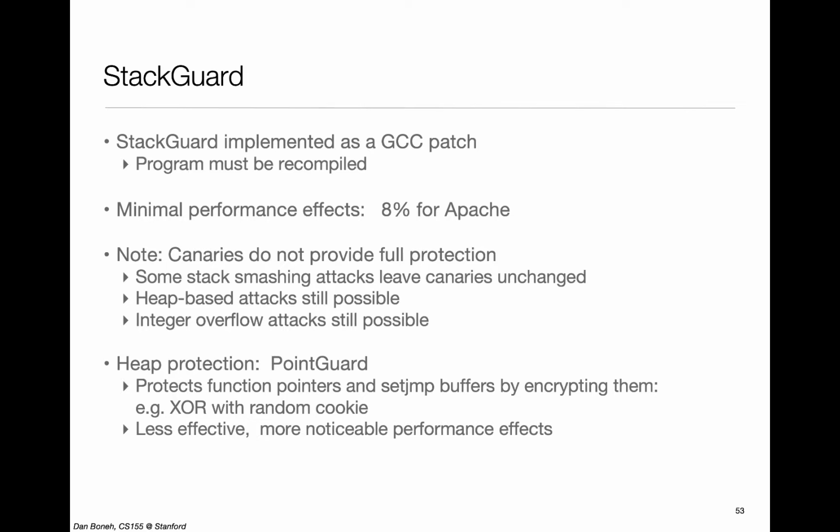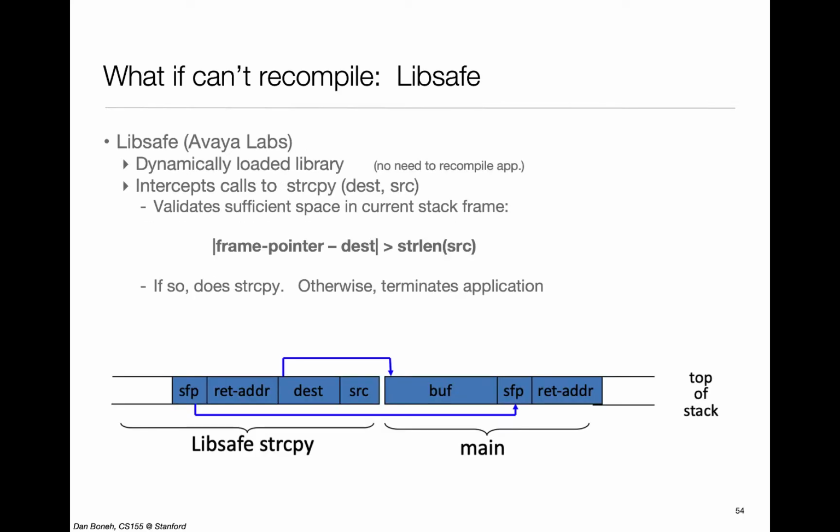And for heap protection, there was a solution that came out where you can protect function pointers and setjmp buffers by encrypting them using some XOR with some random cookie, but they're less effective and they do cause significant performance effects. And one assumption that these solutions are making is that you can actually recompile your code, and often that's not the case. If you're using some third-party libraries that don't provide you with the source code, and you still have to integrate it into your code, then how would you protect it?